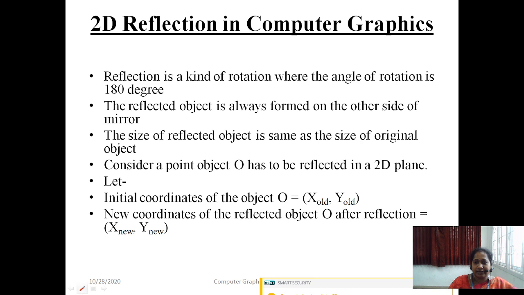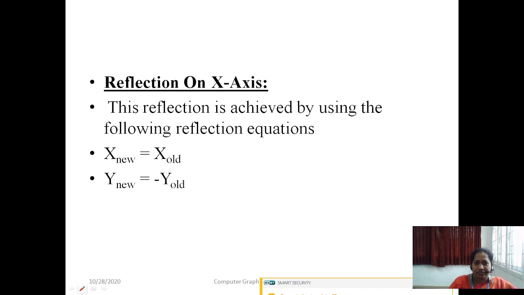Let us consider the initial coordinate of the particular object O equal to (x old, y old). This is the initial value based on x-axis and based on y-axis. We can get the new coordinate after the reflection based on x-axis and y-axis, meaning x new and y new. Next, the reflection based on x-axis, what is the equation? x new equal to x old, y new equal to minus y old. This is based on x-axis. Reflection based on x-axis means this is the new value.